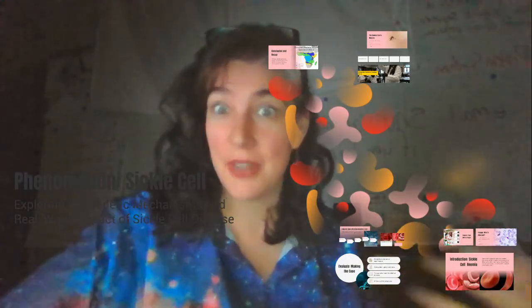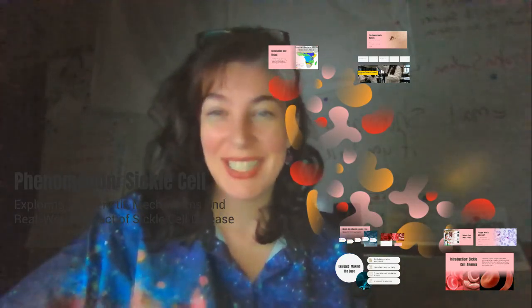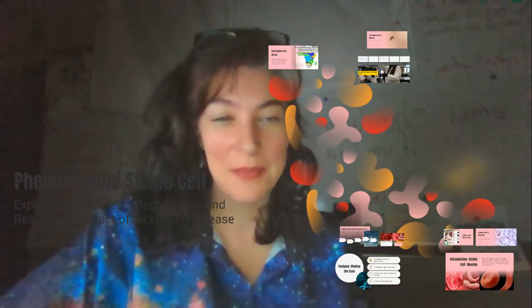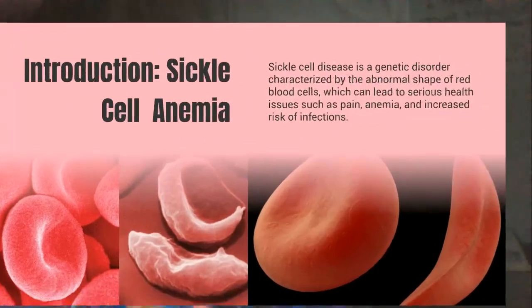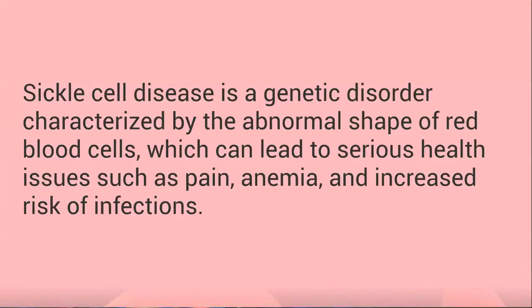Hi, we're going to talk about sickle cell as a phenomena study for genetic expression or gene expression. So let's dive right in. So we're going to talk about sickle cell anemia. Sickle cell disease is a genetic disorder characterized by the abnormal shape of red blood cells, and that can lead to serious health issues.